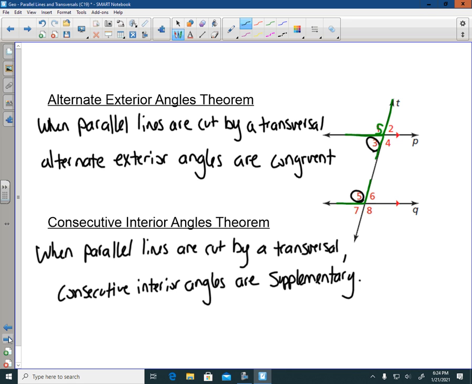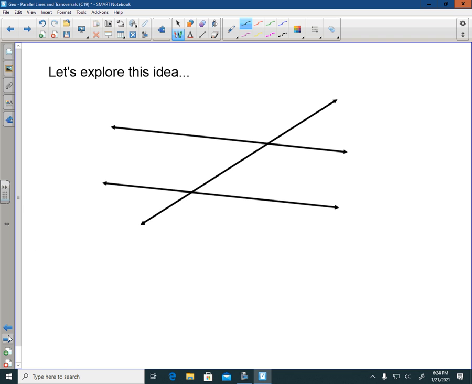And so it turns out that when you take 2 parallel lines and you cut them by a transversal, 3 sets of angles are congruent and 1 set is supplementary. And this is incredible news, because now if we know one, we know the other. I'll show you what I mean.